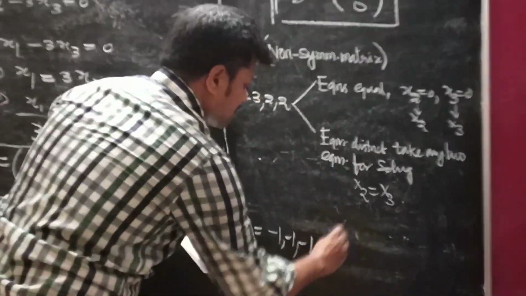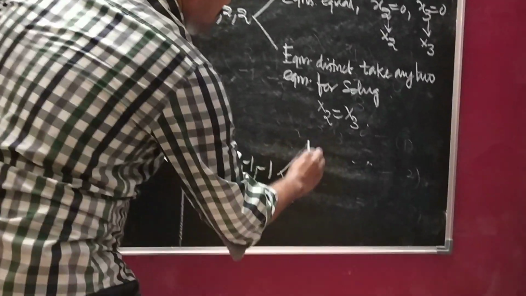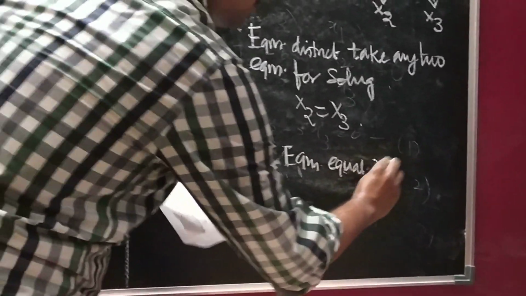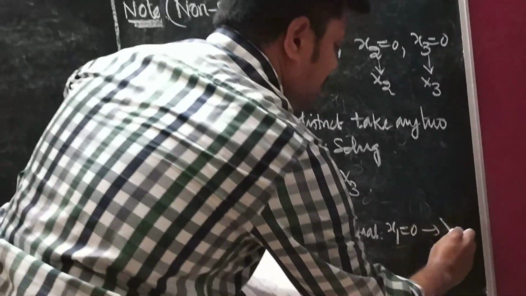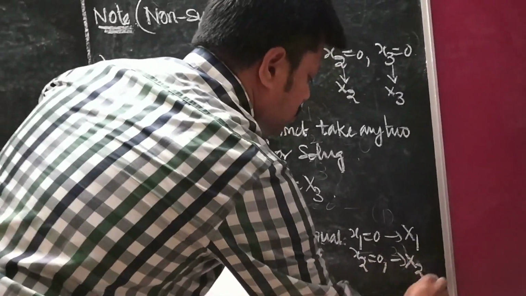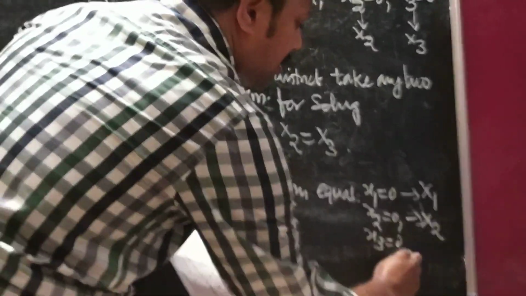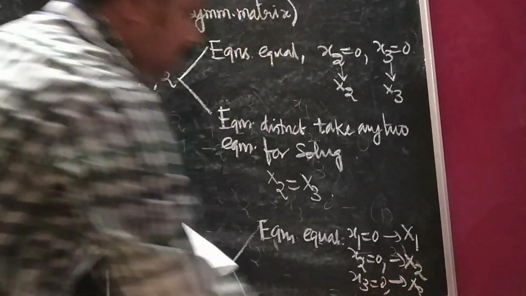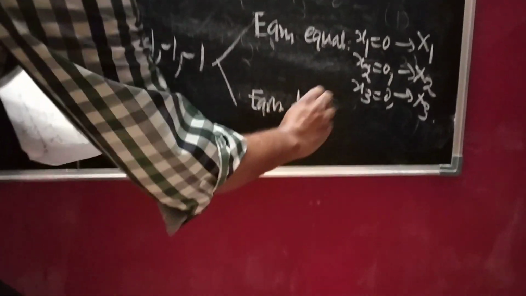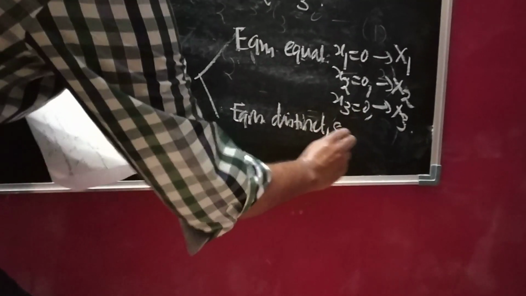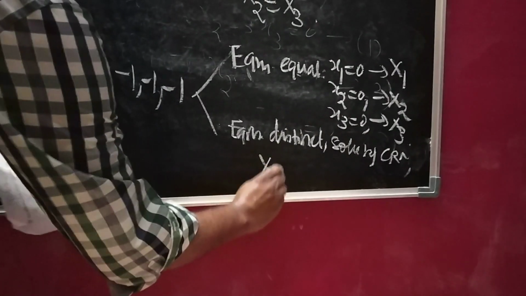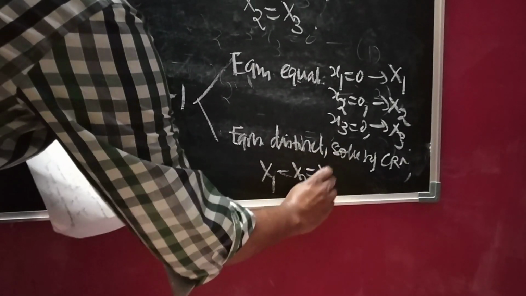Similarly, we have two cases. So equations equal, put x1 equal to 0, we get the first eigenvector x1, x2 equal to 0, we get the second eigenvector x2, x3 equal to 0, we get the third eigenvector x3. If equations are distinct, solve by cross multiplication rule, x1 equal to x2 equal to x3.